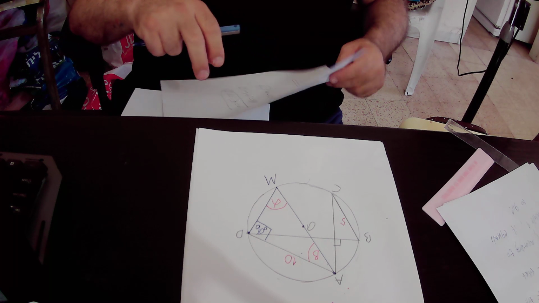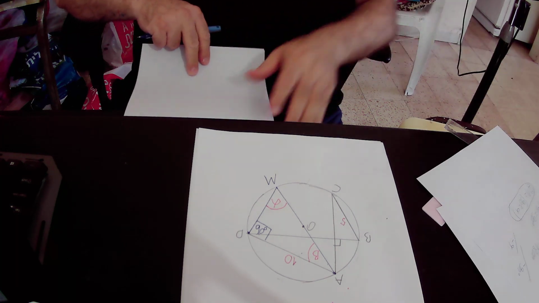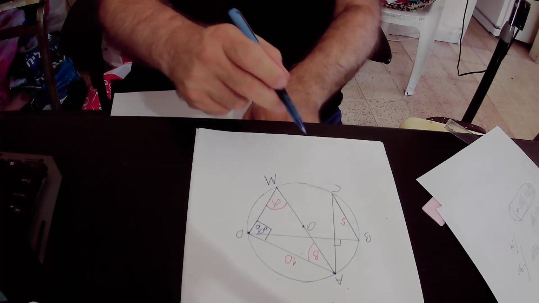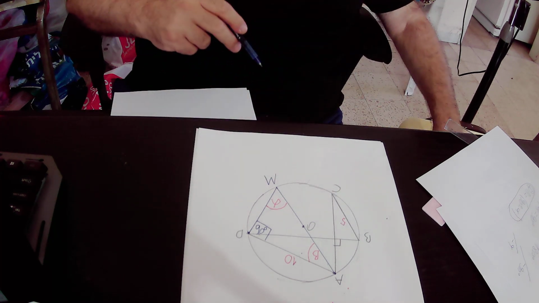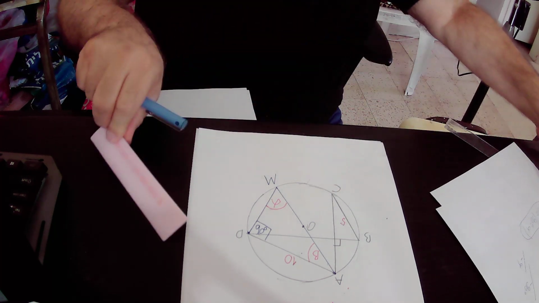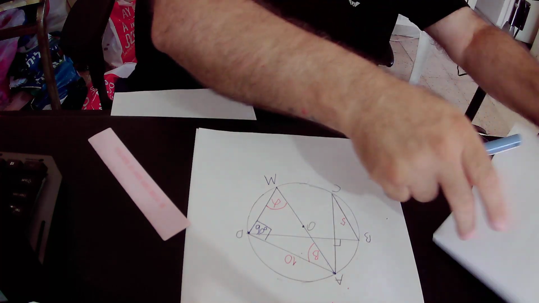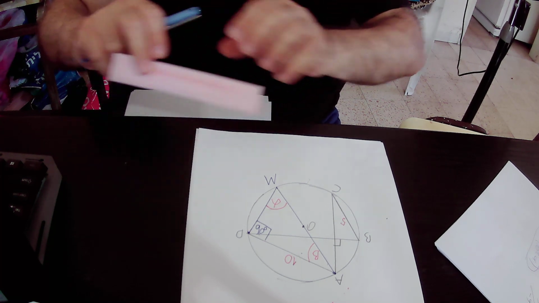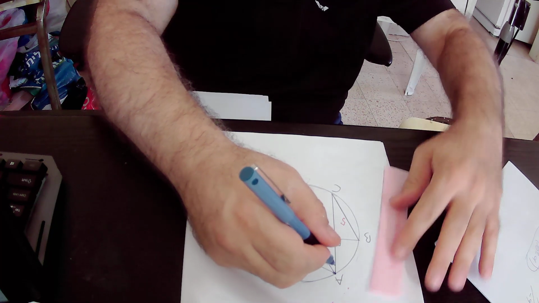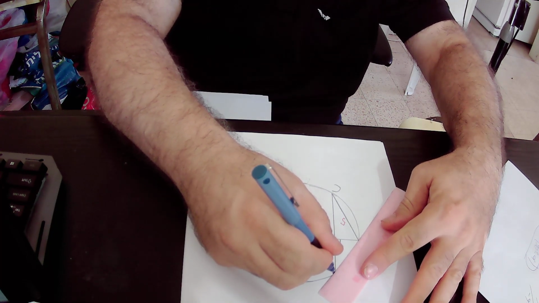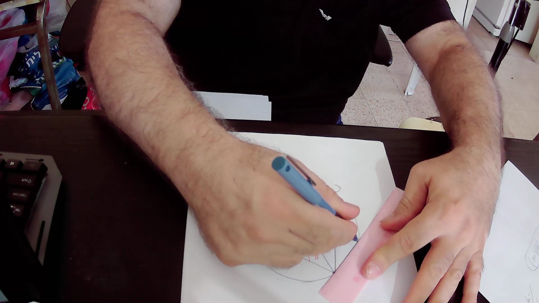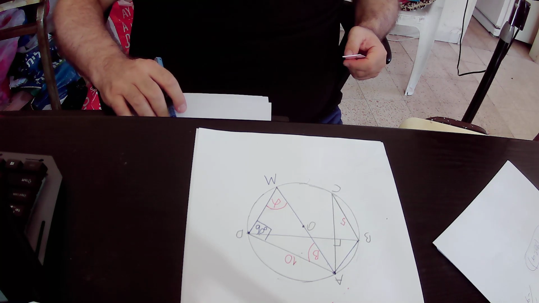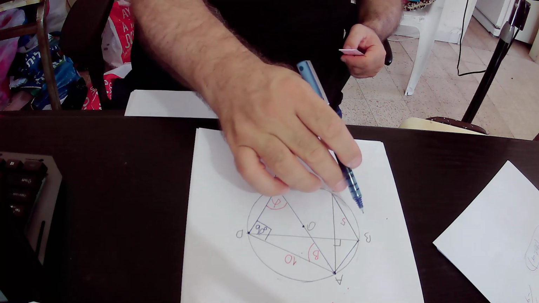In the next step, we will connect together points A and B by a straight line. Okay, we connected together points A and B by a straight line.